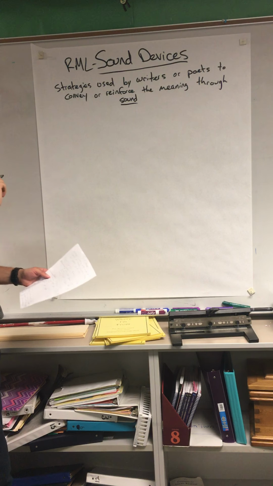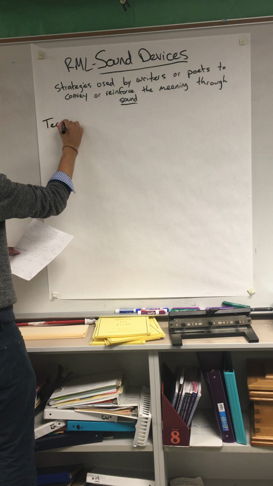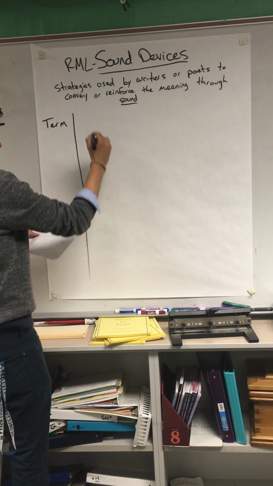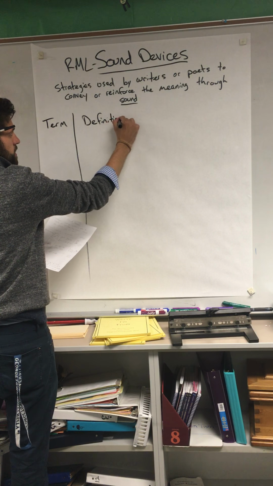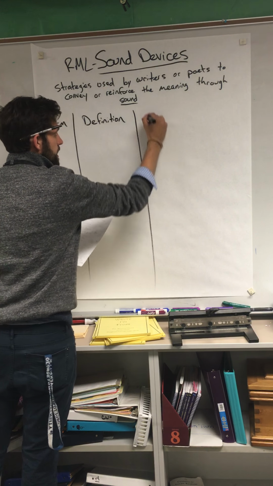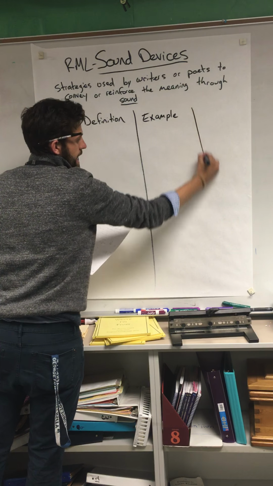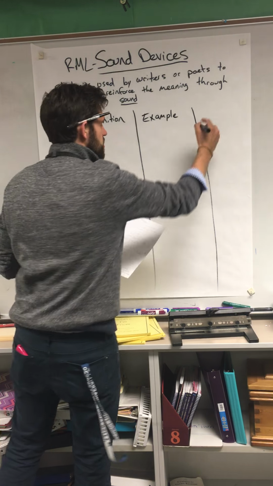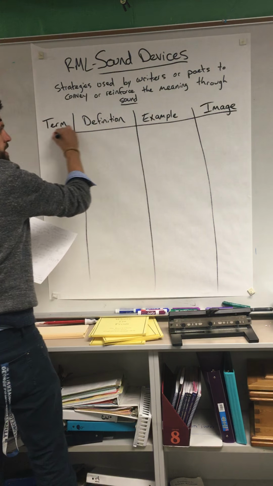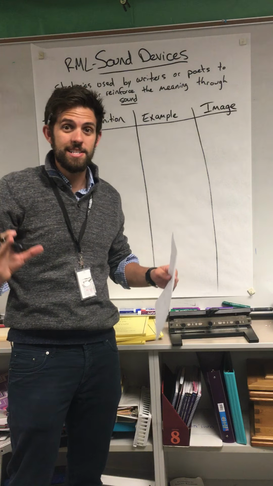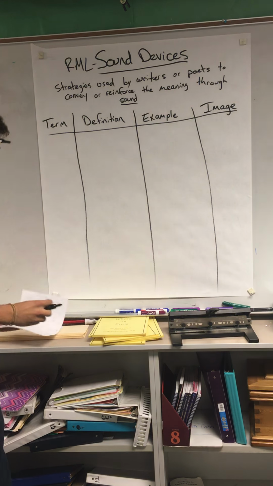Right? So label your paper, you're going to need to draw some lines. You can label it term, definition, example, and of course, an image. As most of you know, I'm not a skillful artist like Ms. Burt or Ms. Zeiler, but I'll give it a try.